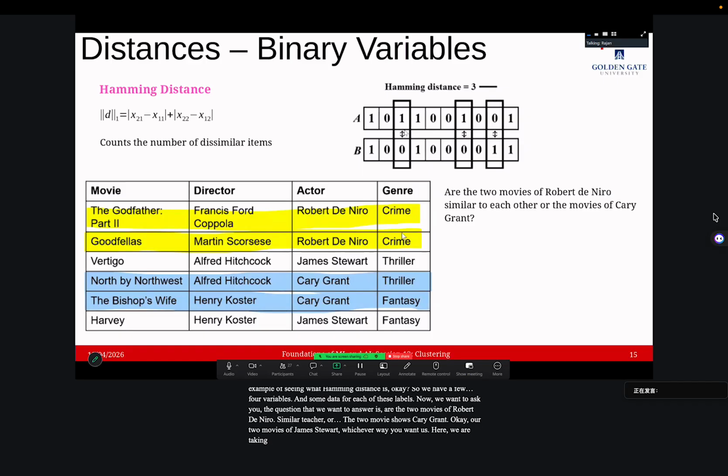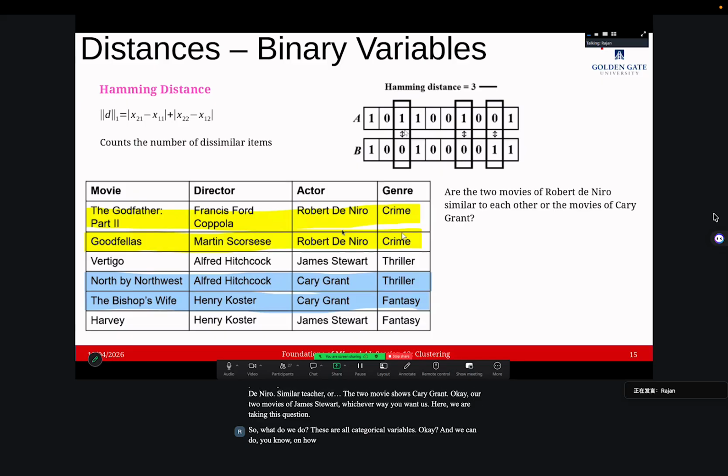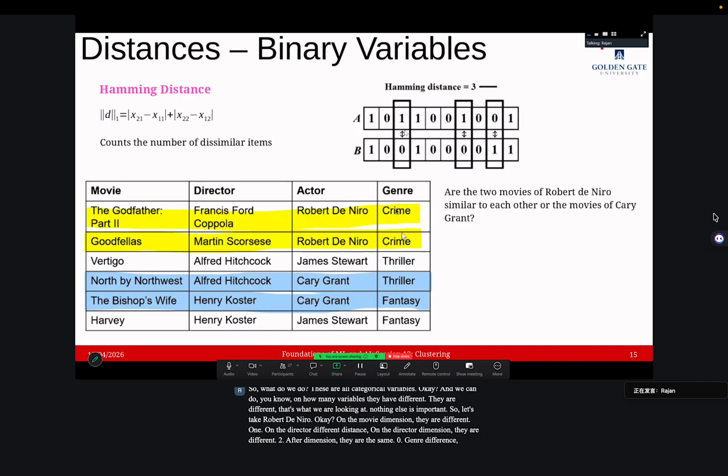Here we have taken this question. These are all categorical variables, and we can look at on how many variables they are different. That's what we are looking at. Nothing else is important. So let's take Robert De Niro. On the movie dimension, they are different: 1. On the director dimension, they are different: 2. On the actor dimension, they are the same: 0. On the genre dimension, they are the same: 0. So the Manhattan or Hamming distance between the two movies of Robert De Niro is 2.